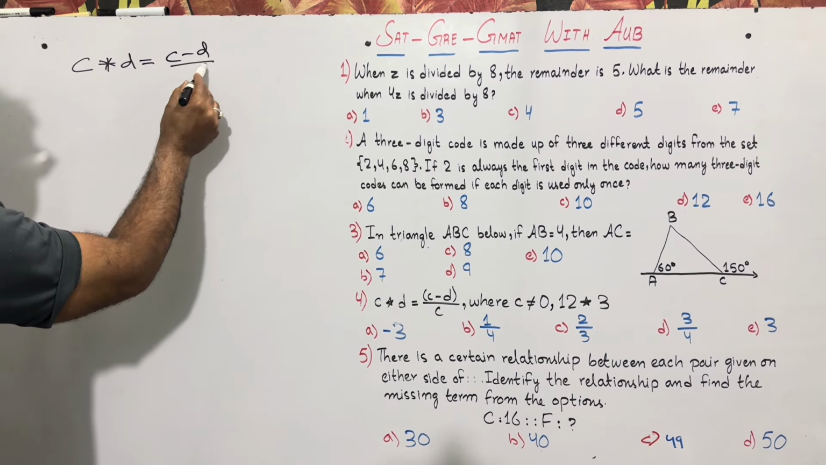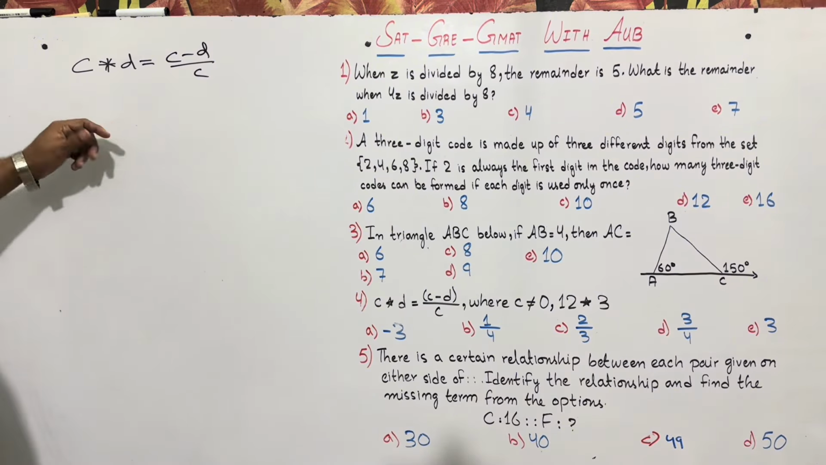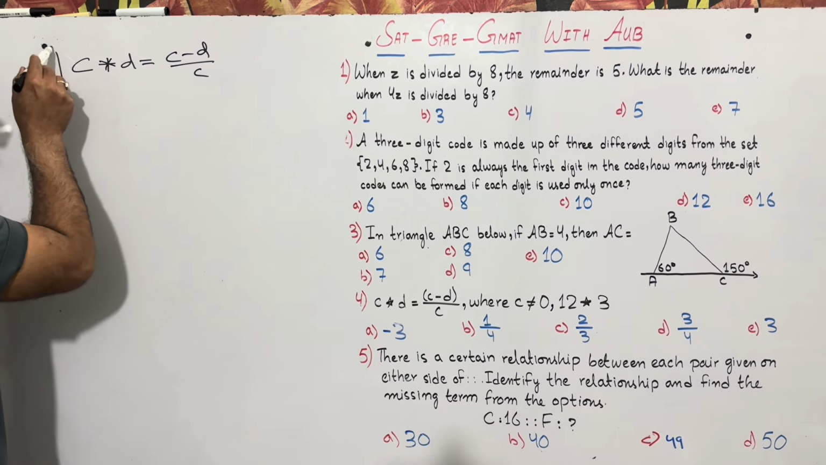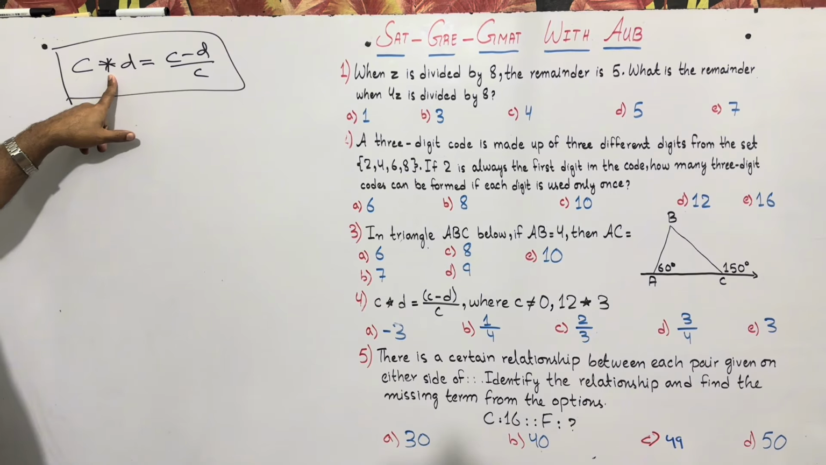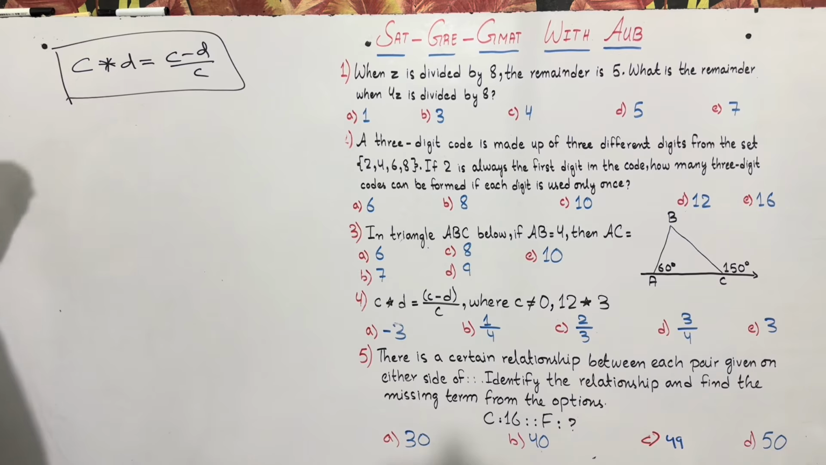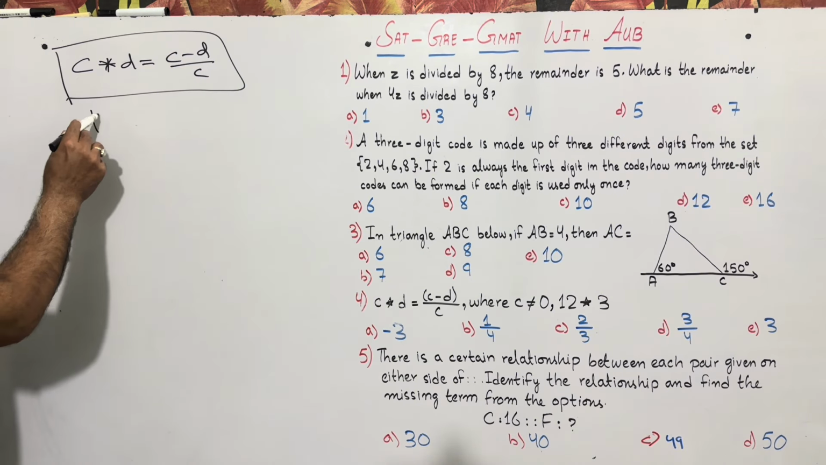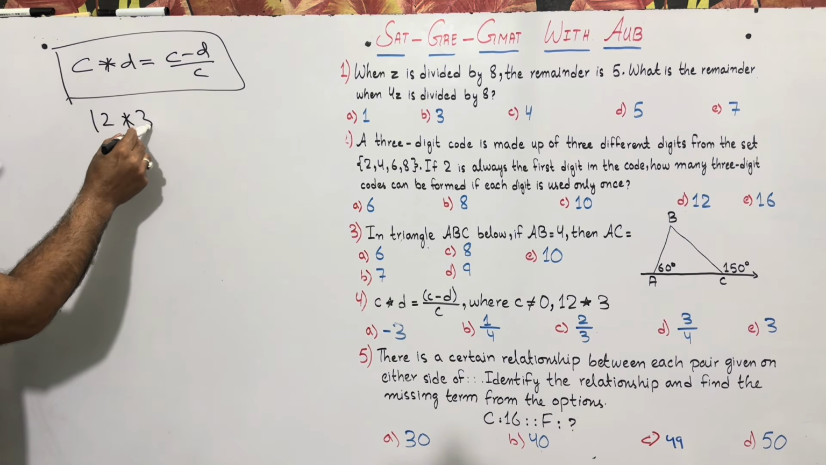C star D is C minus D divided by C. That is the formula to do away with the star. How to remove the star? It is given to us. We just have to follow this rule. Now we are asked to find 12 star 3.